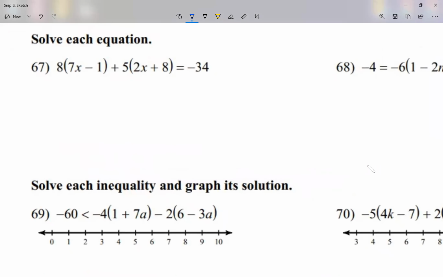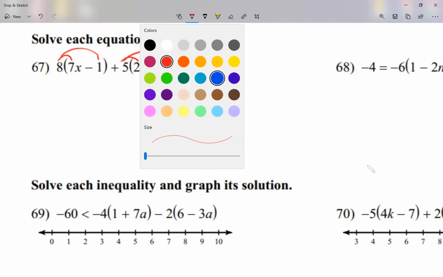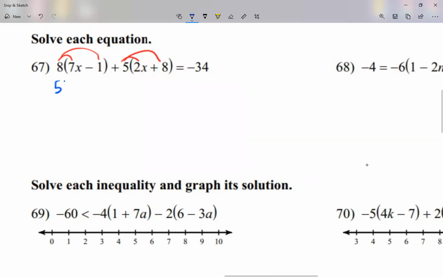First thing we do is get rid of parentheses. Doesn't matter how many there are, get rid of them. The 8, let me multiply to the inside. This positive 5, let me multiply to the inside. So that's going to give me 8x minus 8. I multiply the 8 to the numbers on the inside. On the second one, let me multiply the 5 to the numbers on the inside. So that's going to give me positive 10x plus 40. And all this is equal to negative 34.